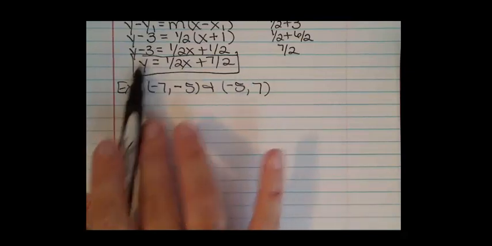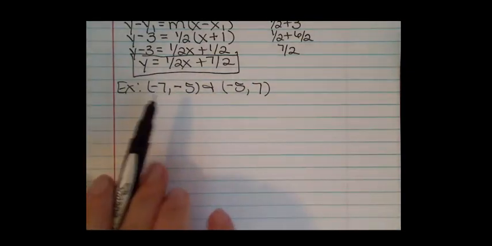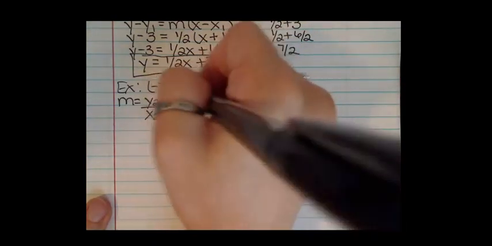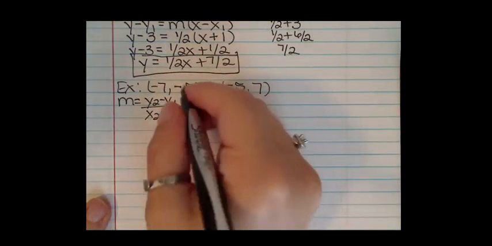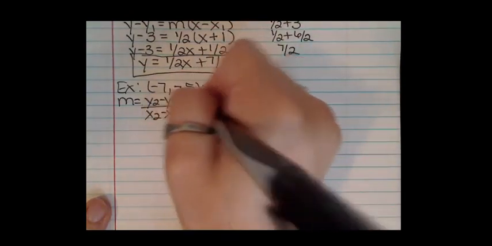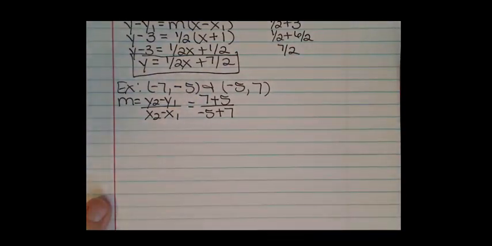Okay, we have 2 points again. We need to find the slope. So slope equals y2 minus y1 over x2 minus x1. So we have 7 minus the -5, which will be plus 5. Then we have -5 minus a -7, so that would be a positive 7 on bottom. So 12 over 2 will be 6. So my slope is 6.